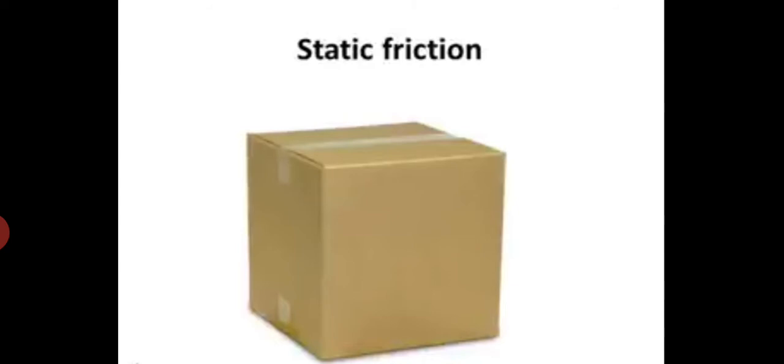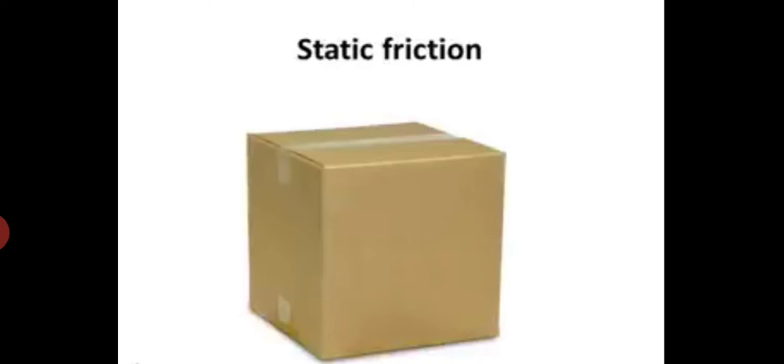First is static friction. It is the maximum value of frictional force between two surfaces which can prevent one surface from sliding over the other. It keeps the object stationary when it is placed on a surface. For example, it prevents a car from sliding down a hill when parked.